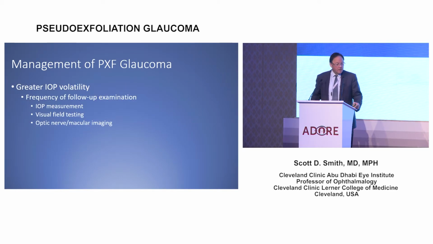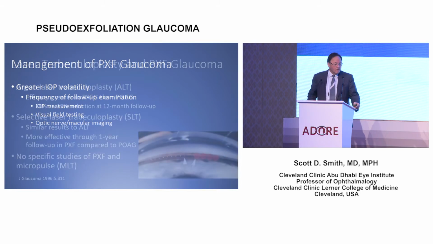Related to this volatility of IOP, it is really important to make sure that the frequency of follow-up examinations is such that important rises or fluctuations in IOP with associated progression will be detected in a timely manner. We need to check the pressure, perform visual field and optic nerve macular imaging more frequently in order to avoid missing things.